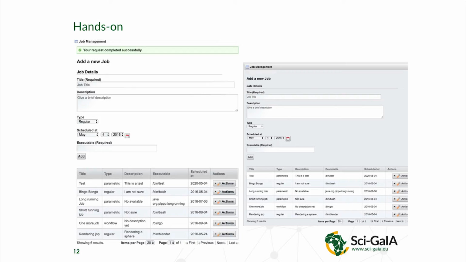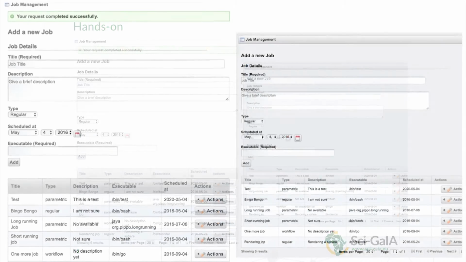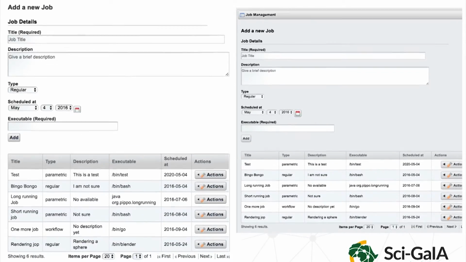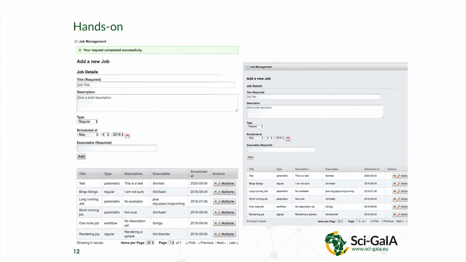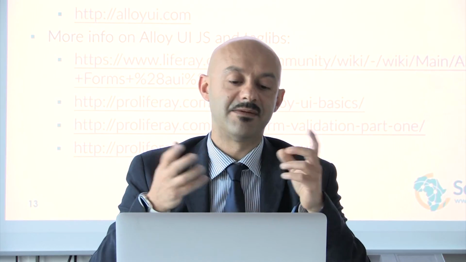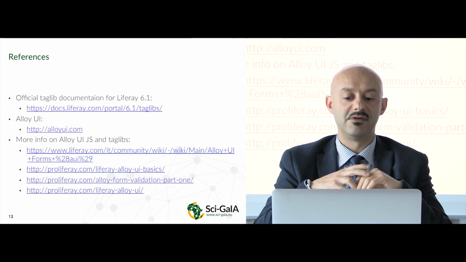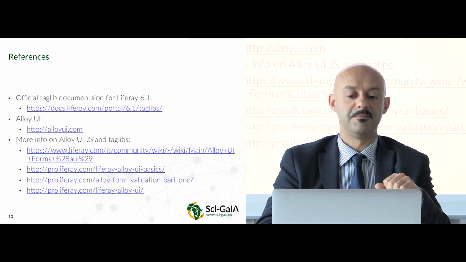In this slide, you can take a look at the final output of the portlet that we are going to create. So here we have an input field, a text area, a calendar field, and the search container from where you can edit or delete jobs that are added through this form. And finally, some references where you can get the official documentation for the Taglib of Liferay and AUI UI, and some documentation coming from the community.